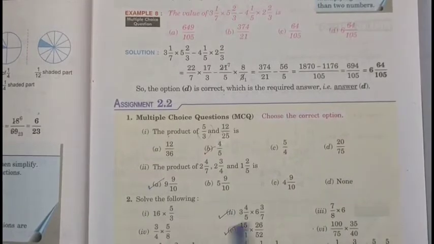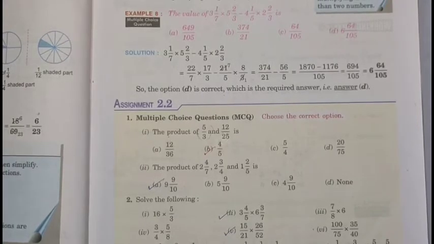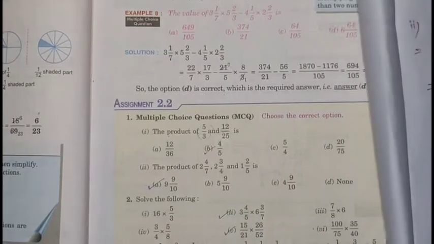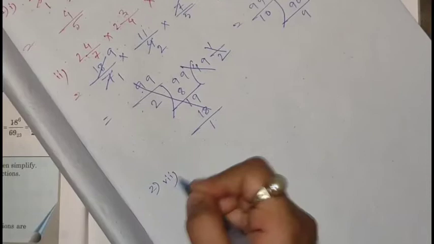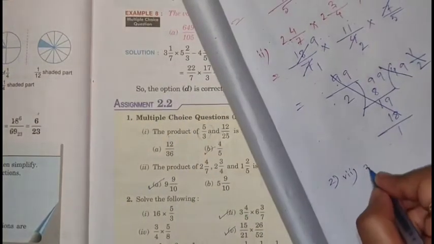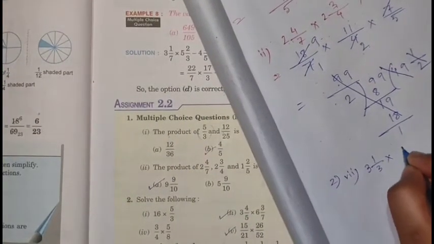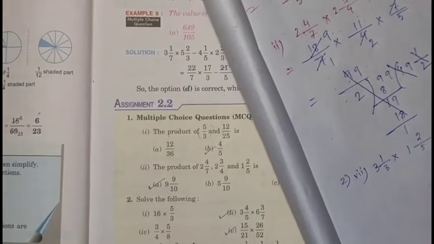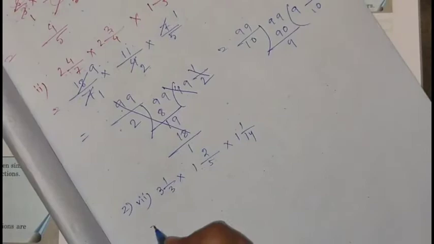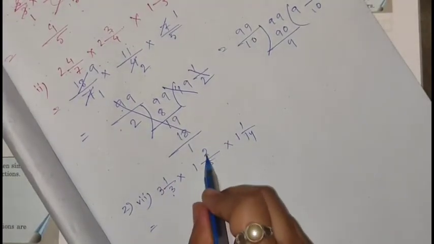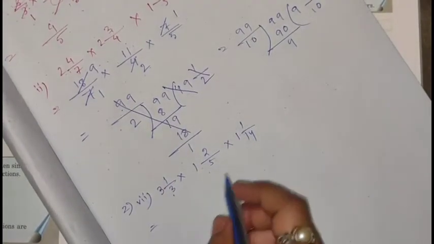Next, question number 2. In question number 2, some multiplications are given and you have to find the products. In this question, I will solve just some of the questions. Question number 2, part 7: 3 whole 1 by 3, 1 whole 2 by 5, 1 whole 1 by 14.